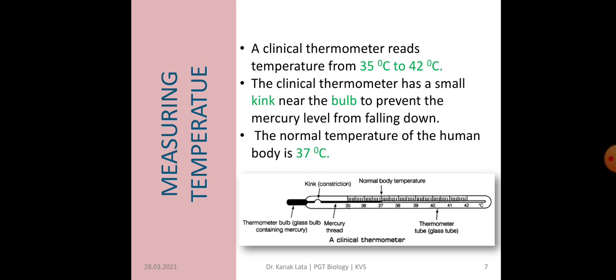Kink means there is a constriction. So why is this constriction present near the bulb? This constriction, or this kink, prevents the mercury level from falling down. Our normal body temperature is 37 degrees. You can see here the clinical thermometer.